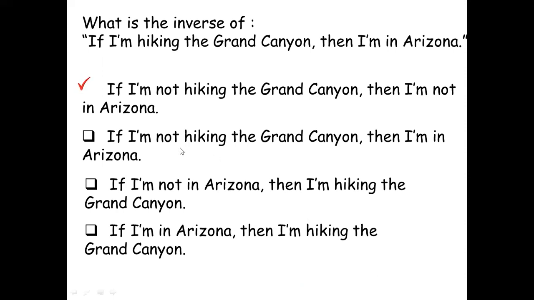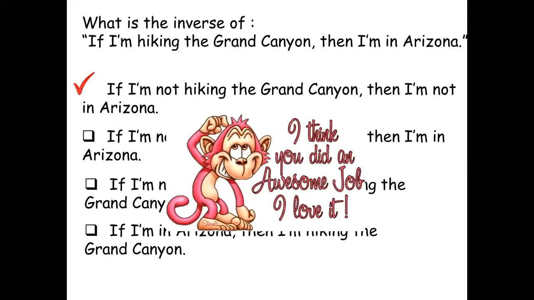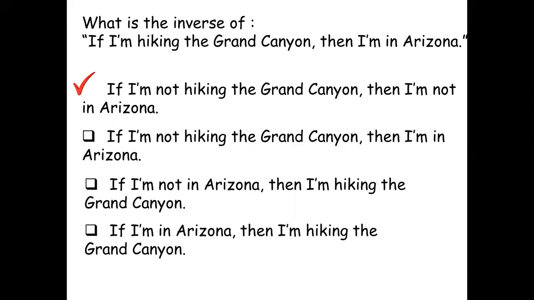Now you cannot choose this one because it says if I'm not hiking the Grand Canyon, then I am in Arizona, so the word not is not here. Also this one, if I'm not in Arizona, has flipped the sentence. Usually in an inverse, we don't flip the sentence. From the same sentence, we just add the word not in both the parts, right? So if you have done that correctly, I think you did an awesome job. Okay, so let's move on with the next question.